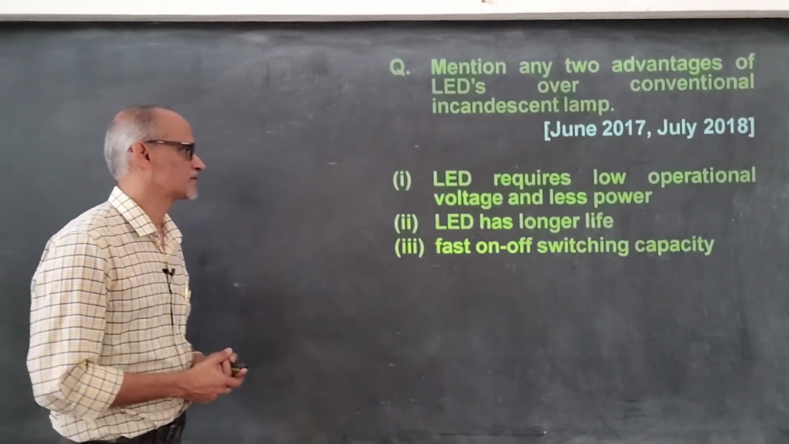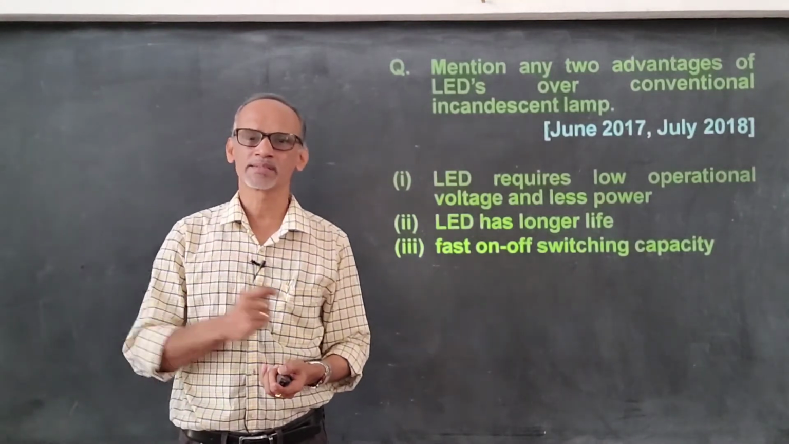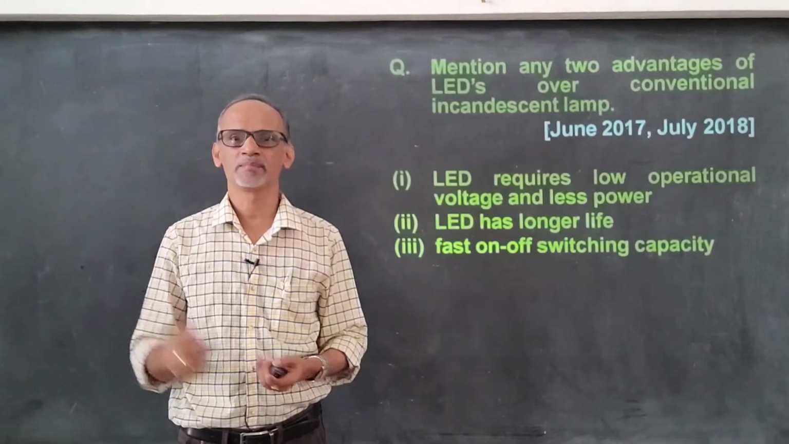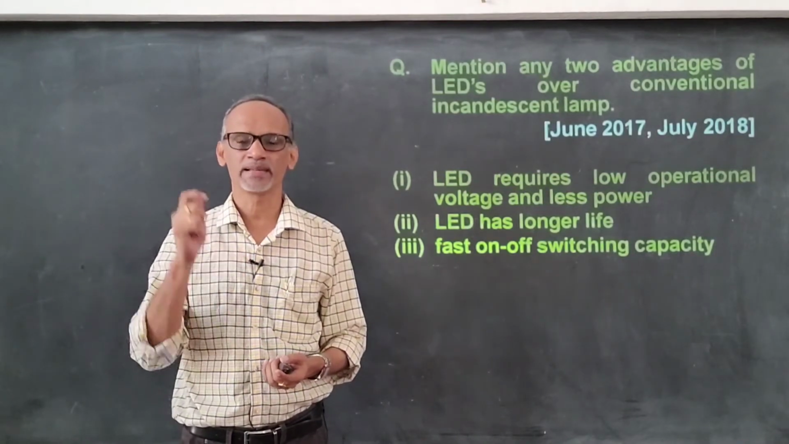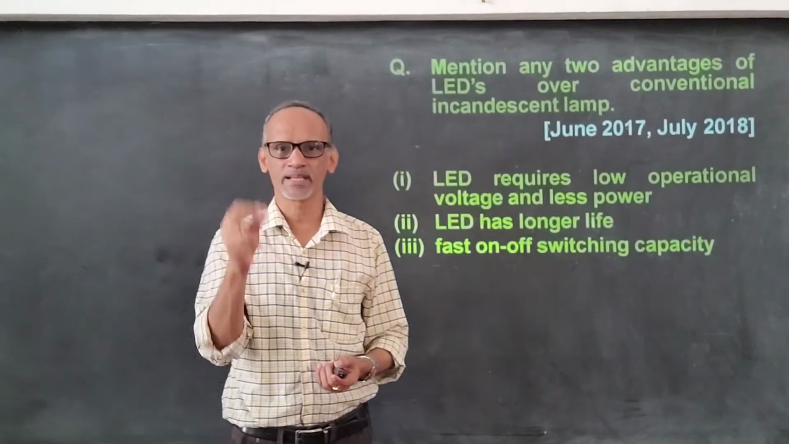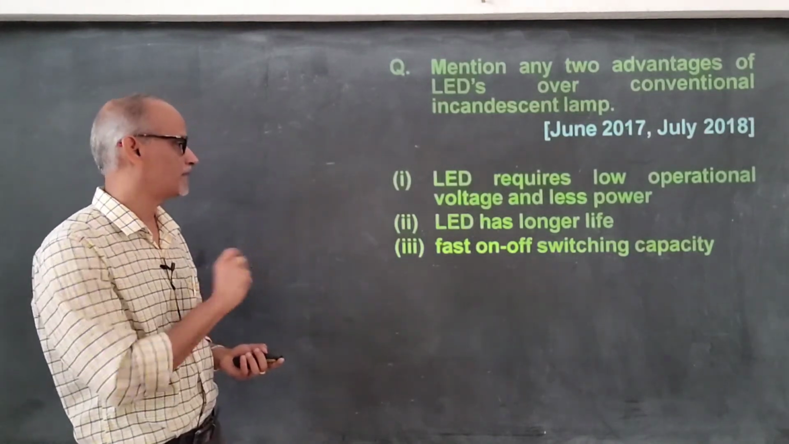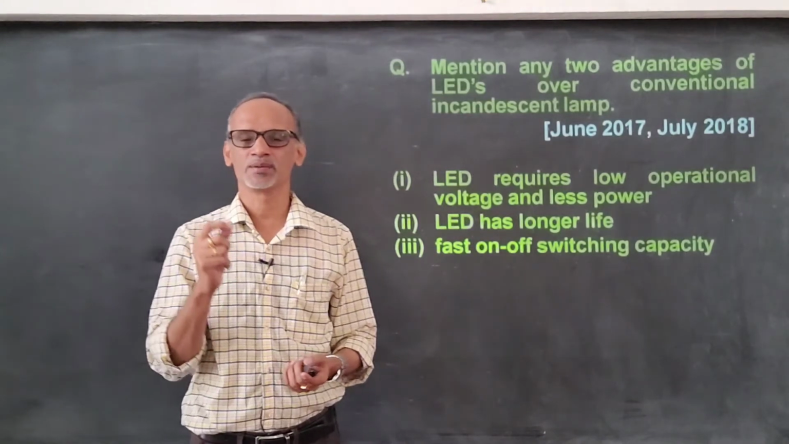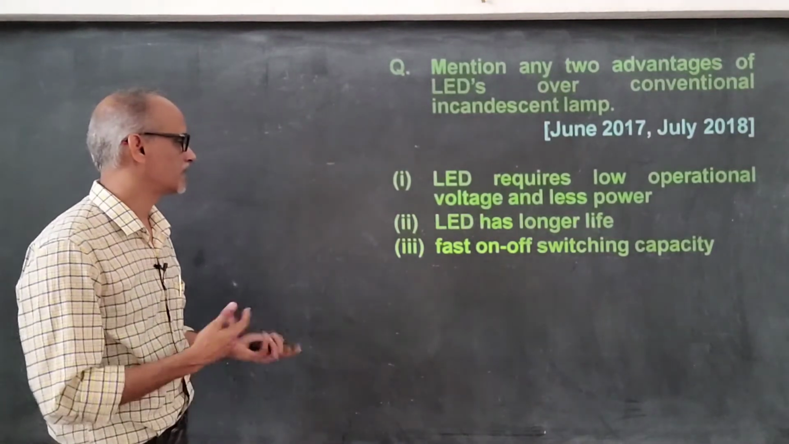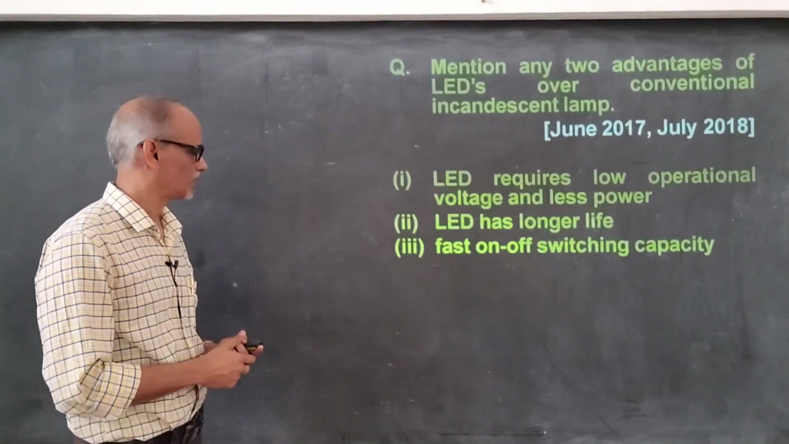And fast on-off switching capacity, that means it gets switched on and off very quickly, not like a filament lamp. Even if you take the example of a tube light, you need a choke, and that choke helps the tube light to glow. So it takes a few seconds to glow. Here fast switching on and off capacity is there. It gets switched on very quickly and switched off very quickly. So you don't need additional power.